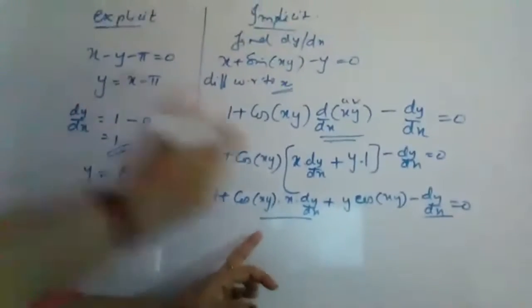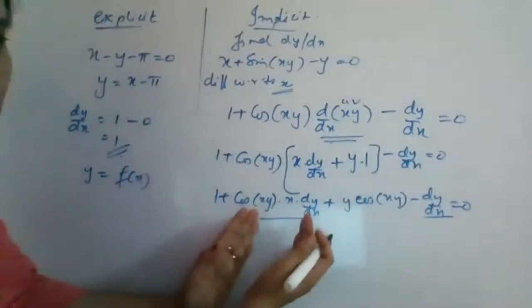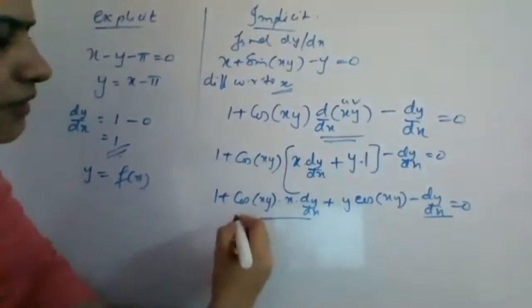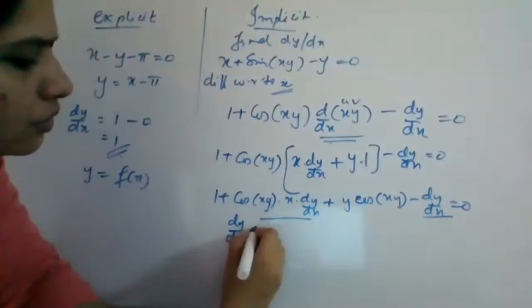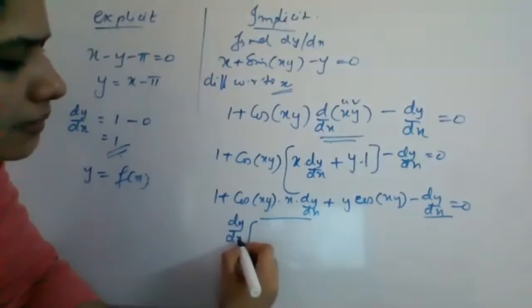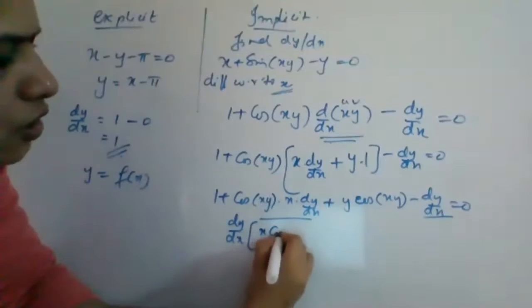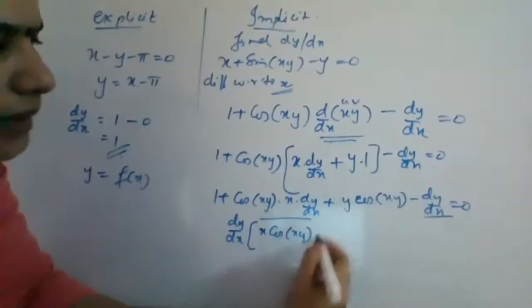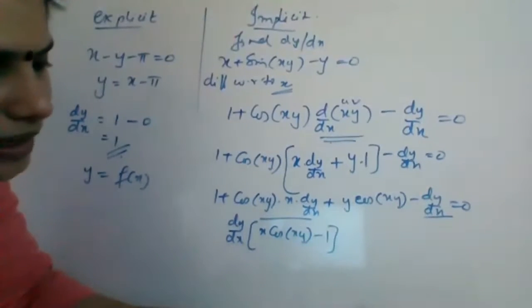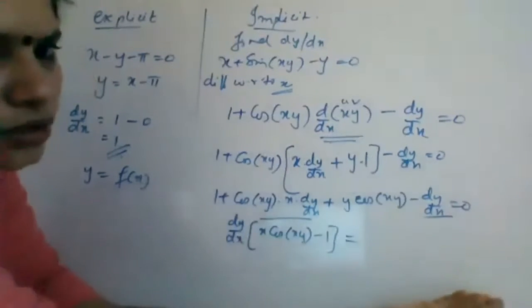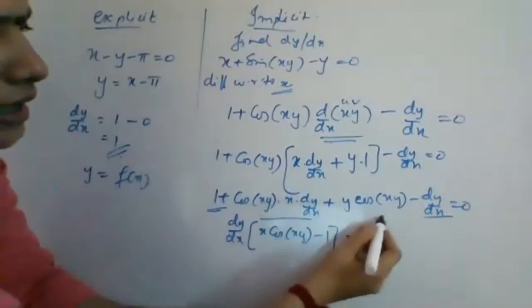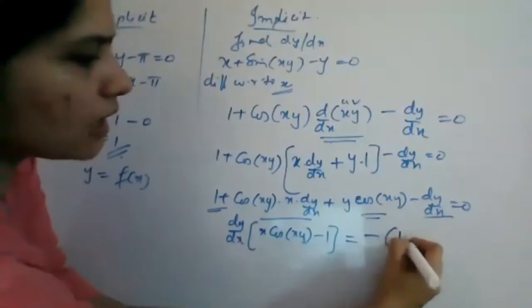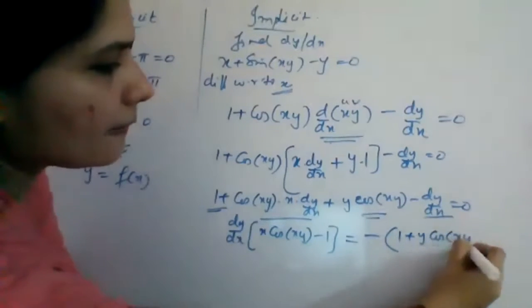For this purpose, I have to combine these two terms together and take the remaining terms to the other side. In either of the ways you can do. Now I am collecting dy by dx here, so how many terms are left inside it? One is x cos of xy and the other is this I have taken out, so I will get minus 1. That is your dy by dx term. The rest I am taking to the other side. What else is there? Here is a 1, and here is this term. So this will be minus of, both are positive, minus of 1 plus y cos of xy.